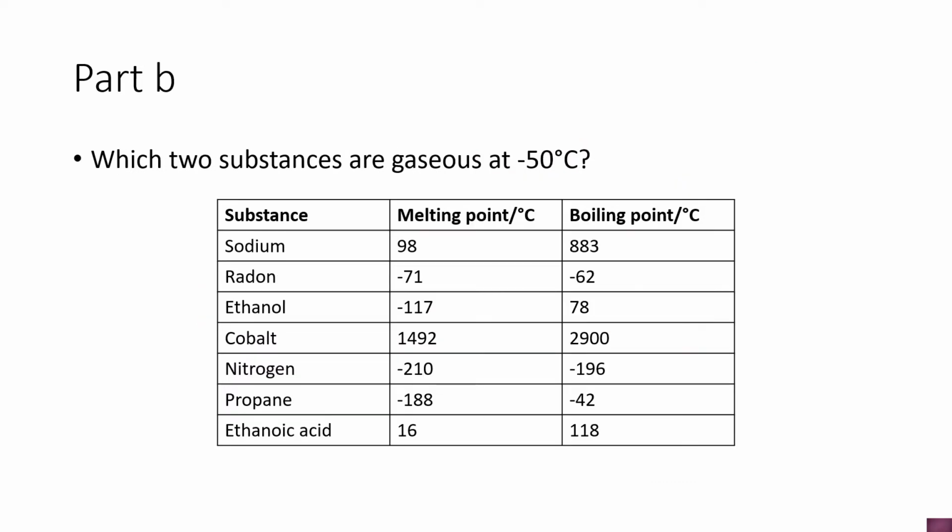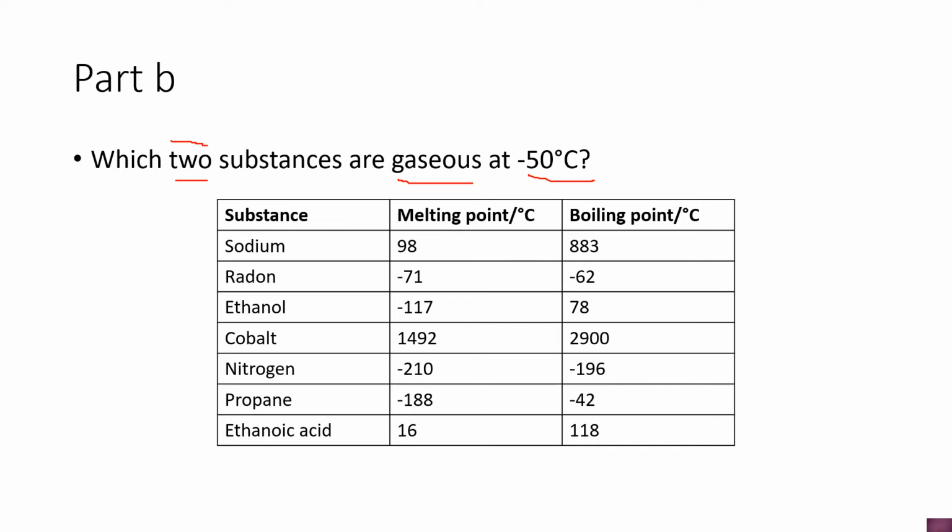Part B. Which two substances are gaseous at minus 50 degrees Celsius? They are asking us two now, not just one. So now we know when the substance is liquid, it is between melting point and boiling point. So when is the substance a gas? Yes, it is after the boiling point, because at boiling point, as I said, the substance changes from liquid to a gas.